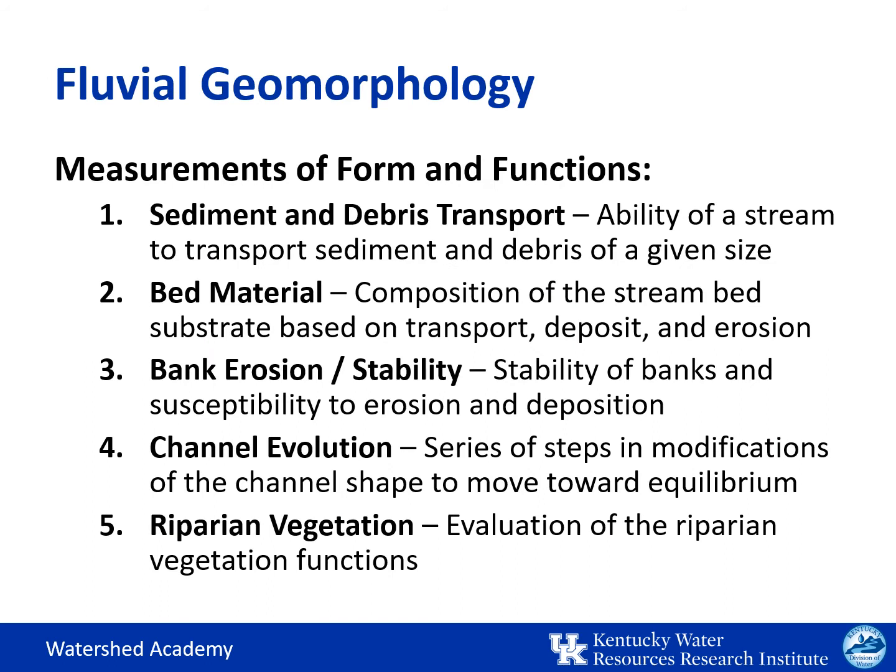Having given an overview of some of the principles of fluvial geomorphology, we now want to look in turn at 5 different measurements of the forms and functions of fluvial geomorphology. We're going to step through sediment, debris, and transport, bed material, bank erosion and stability, channel evolution, and riparian vegetation in order to understand some of the ways in which hydrologists will measure how well each of these functions is performing in a stream. An example of this might be something like a pebble count analysis, which is going to measure the pebble size and numbers to account for the bed material as well as the sediment transport.